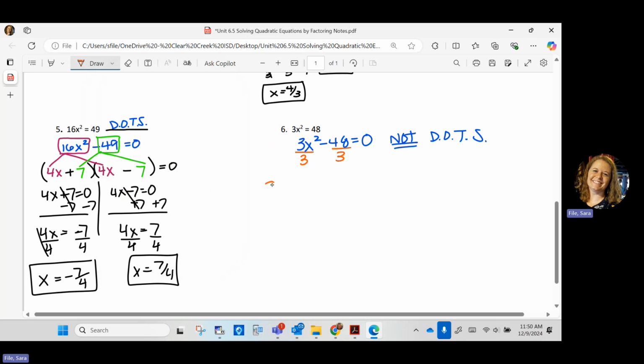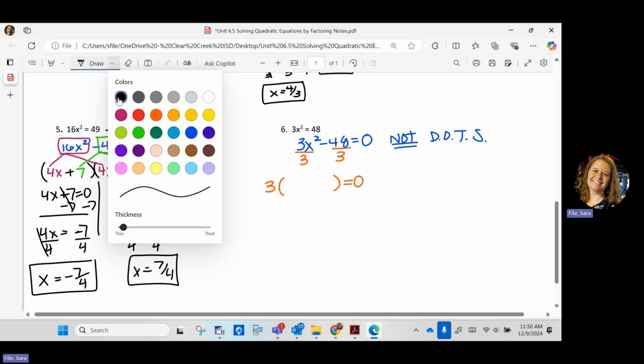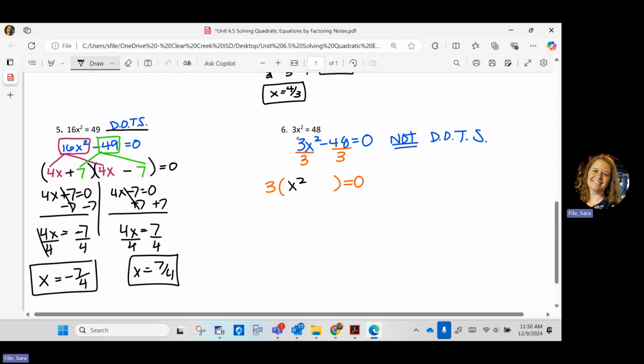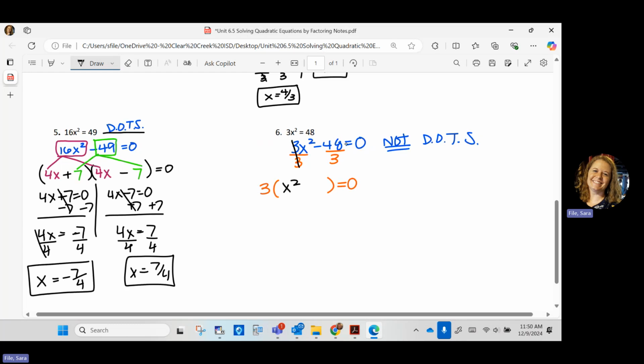So if I divide out a 3, that would leave me with x squared for that first term because the 3's would reduce. And 48 divided by 3 is 16, so that'd be minus 16. Well, how about that? Now that is a difference of squares. So now I can factor that.